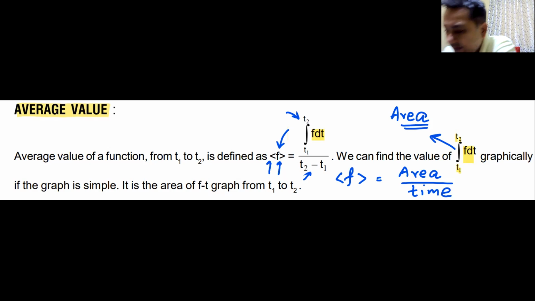Do we understand this? Yes, sir. Area divided by time. So a question might come to you. They probably will not give you a question on integration. They will give you the question with a graph, with a diagram. Can you solve it then for the average value? Yes or no? Yes, sir.